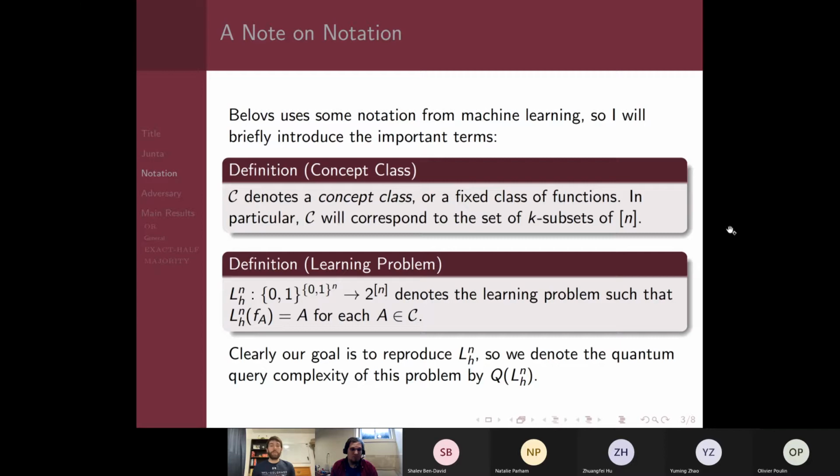And then the thing that we're looking at is a learning problem, right? So you have this L sub h, with superscript n, which is the number of inputs. It maps functions of this type to the set that is being output. So this L_h^n of f_A should output A for every A in the concept class. So this learning problem is ideally what we want to reproduce. When we define the quantum query complexity, we're just going to call it Q of L_h^n.